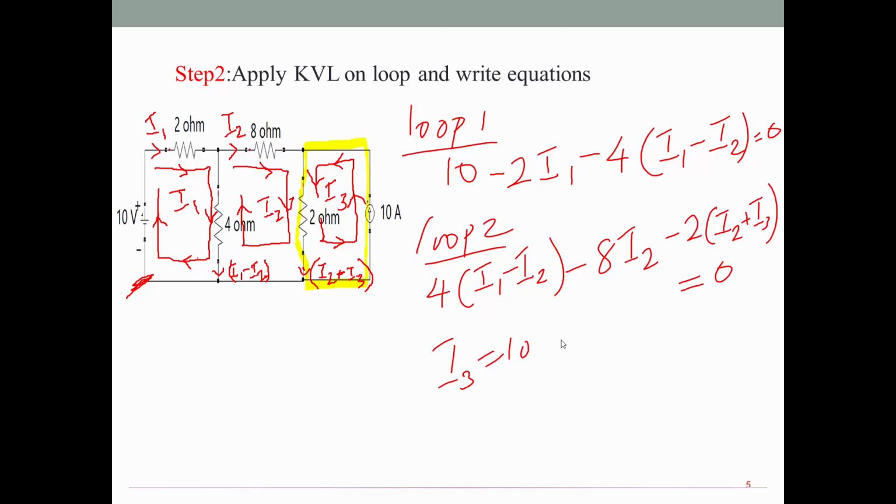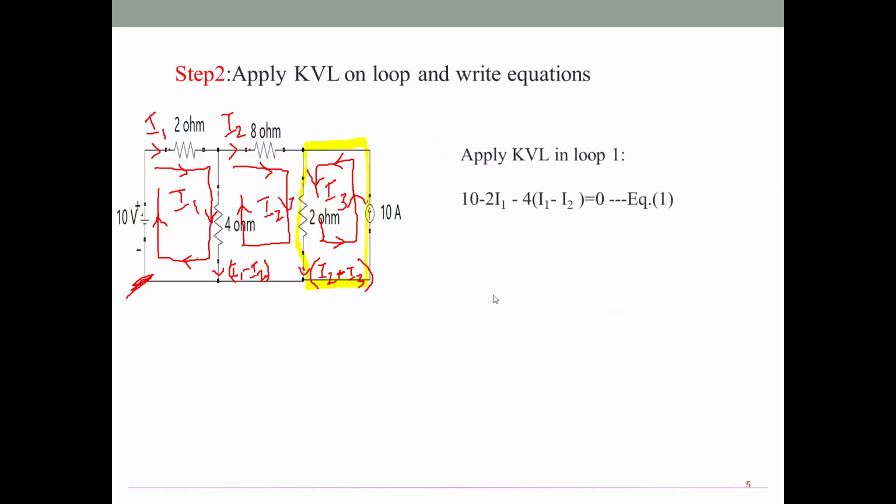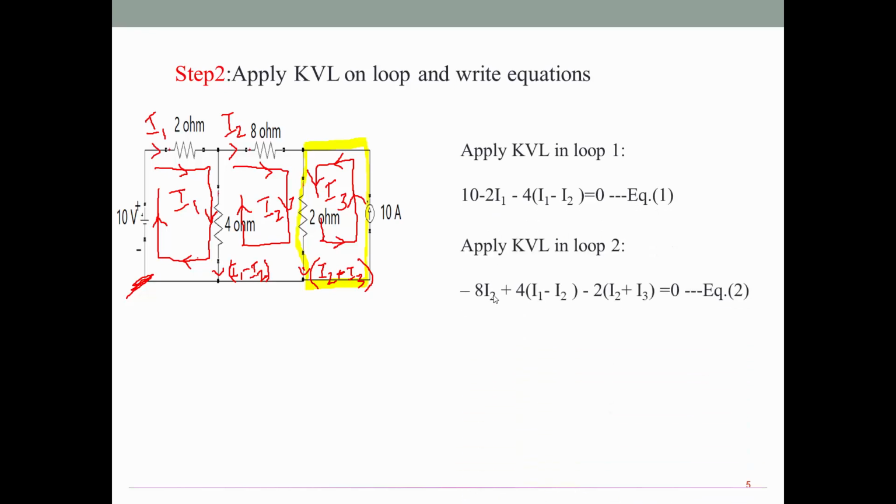Our main objective of this KVL loop equation is to find I1, I2 and I3. In the first two loops, I1 and I2 are unknown, but in loop number 3, the problem itself says that I3 is 10 amps. So there is no need to write the equation; straight away you can take I3 as 10 amps. Now, these are the 3 equations we found, by applying loop number 1, loop number 2, and the I3 value straight away.